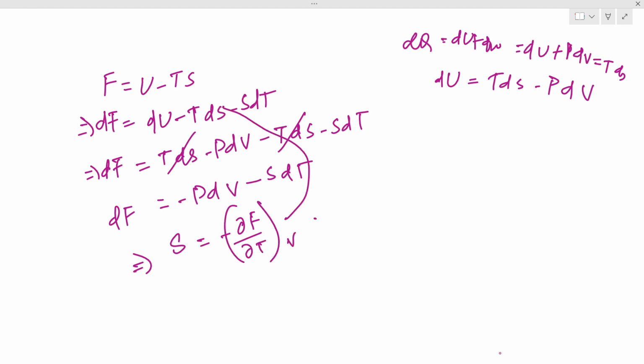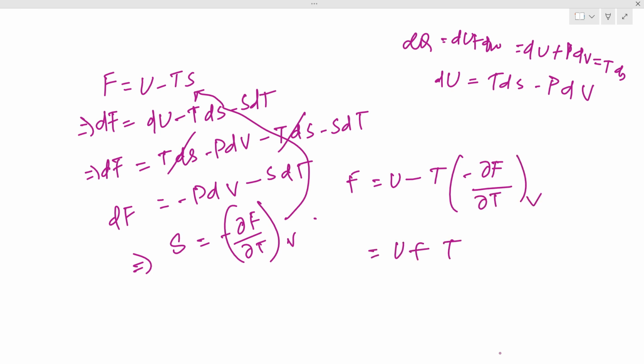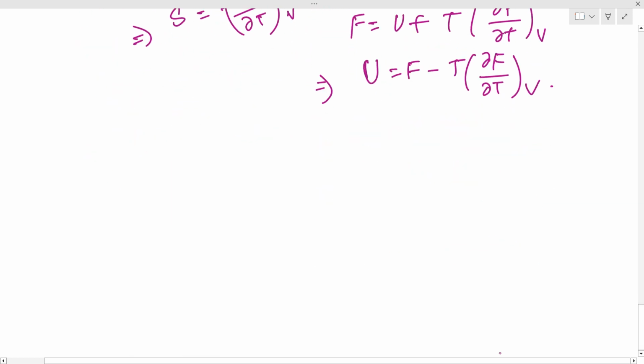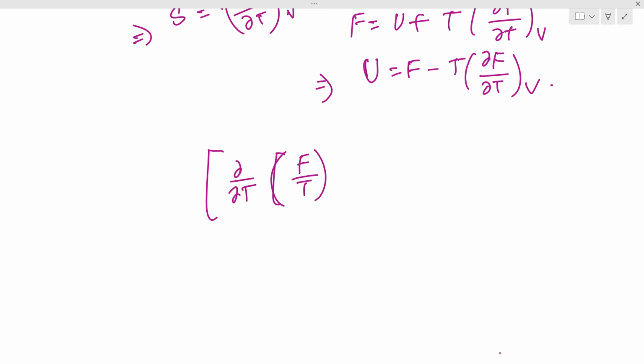Right, so I can put this one here. So F is equal to U minus T times minus del F by del T at V. So U is equal to F minus T del F by del T at constant volume. Alright, now see, can I do this? Del by del T of F by T at constant volume is equal to what?